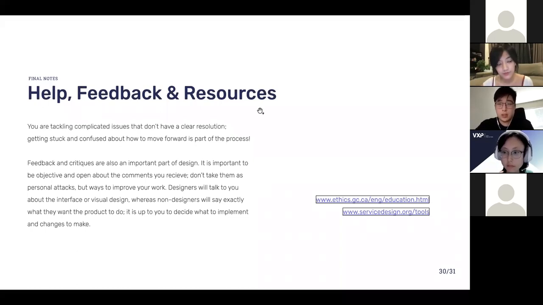The things that I talked about today, you can find them here on the very right. If you need to learn about the ethical rules, go to ethics.gc.ca, where you can find the Tri-Council ethical rules and conduct, or servicedesign.org, which will provide you with a list of tools, how they work, and how you use them in all stages of the design process.